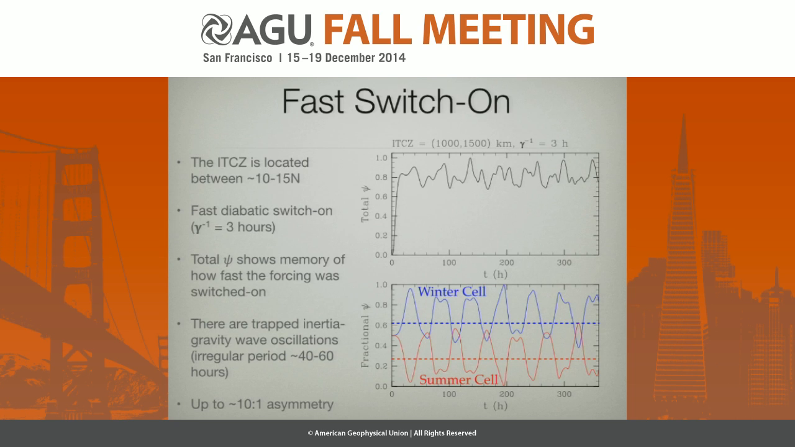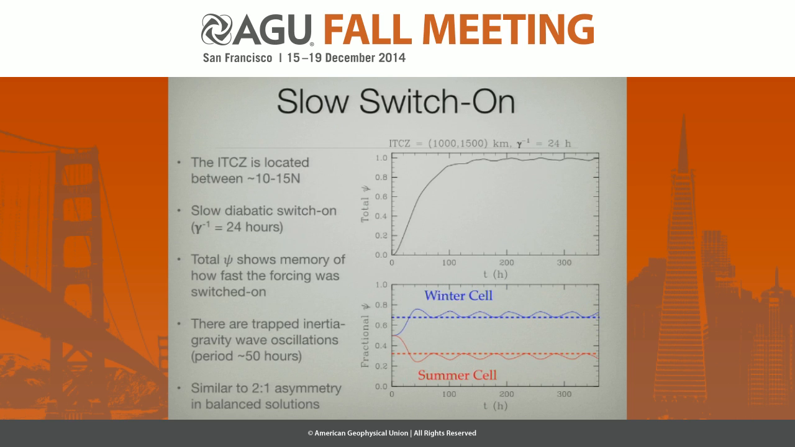And so you have these trapped inertial gravity wave oscillations with somewhat of an irregular period, and I attribute that mainly due to the ITCZ. It's displaced off the equator, so the summer cell is closer to the critical latitudes than the winter cell. So you get bouncing, but it's not like these gravity waves are hitting those critical latitudes at the same time. So you get somewhat of an irregularity, but on the order of 40 to 60 hours of a period. And obviously you have these huge asymmetries for this case.